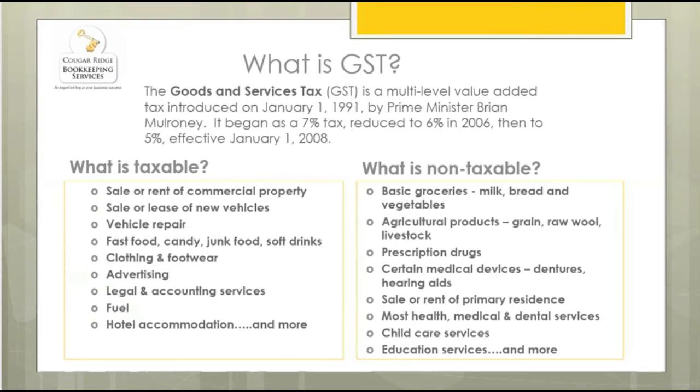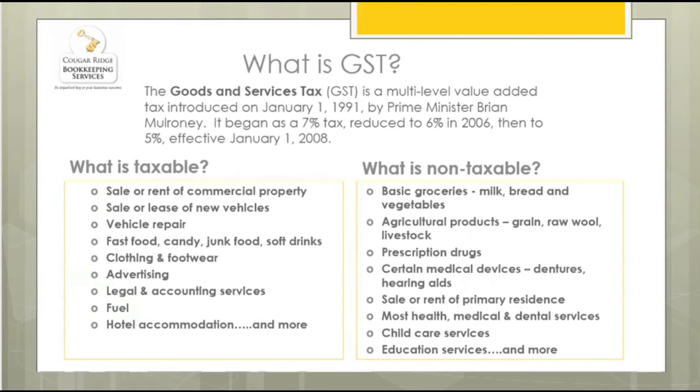Some of the non-taxable items that you may come across in your business are basic groceries. So for example, if you're a caterer, most of the groceries you buy will not have GST included. Often agricultural products such as grain, wool, livestock, and those types of things do not have tax. Most farming things do not require GST. Prescription drugs, certain medical devices such as dentures and hearing aids, the sale or the rent of a residential residence does not have GST added to it. Childcare services, dental services, health, other medical, and most education services.